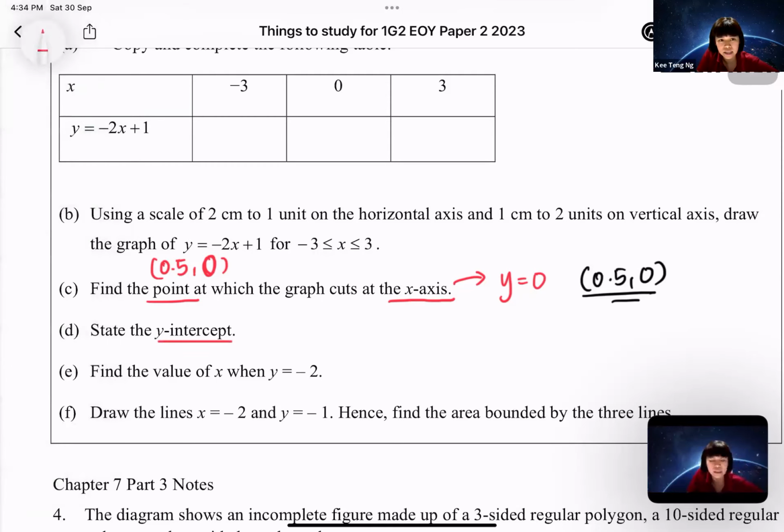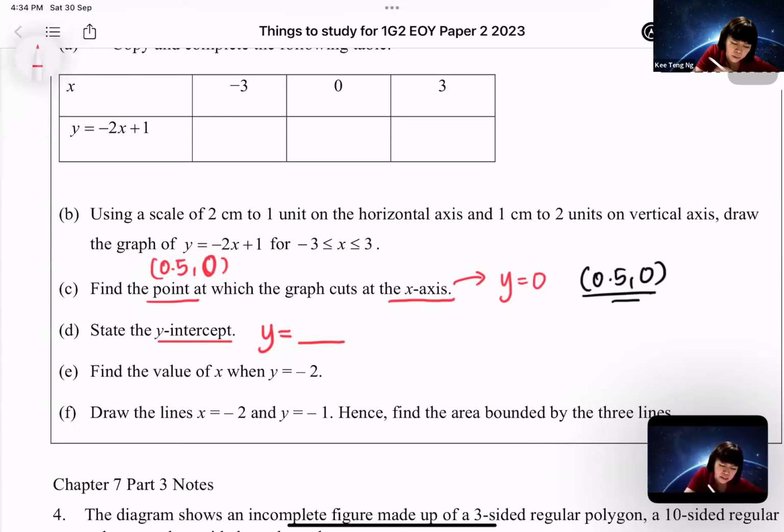So y-intercept means it cuts the y-axis. When it cuts the y-axis, x is equal to 0. But read the question carefully. Did they ask us for the coordinates? They never ask us for the coordinates, right? So they just want the y-intercept. So they only want that y value. So then I go back to my graph to see when it cuts the y-axis, y equals to what number?